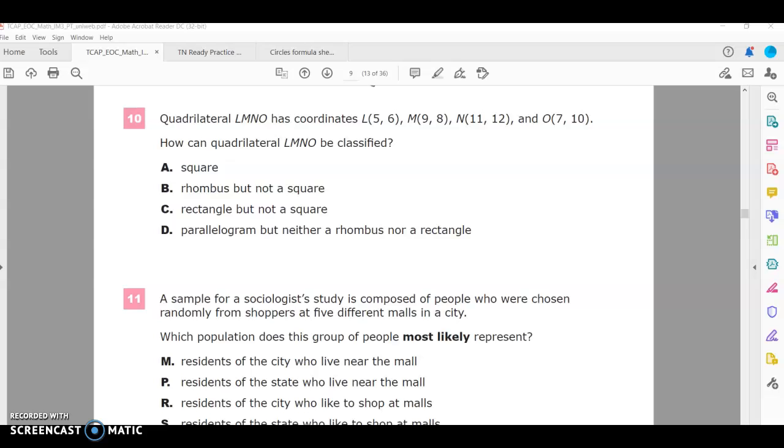All right, number 10 of the Math 3 EOC practice test. Quadrilateral LMNO has coordinates (5, 6), (9, 8), (11, 12), and (7, 10). How can quadrilateral LMNO be classified? Is this a square, a rhombus but not a square, a rectangle but not a square, or a parallelogram but neither a rhombus nor a rectangle?